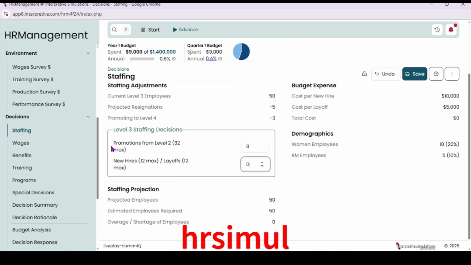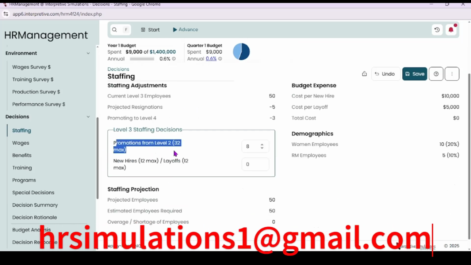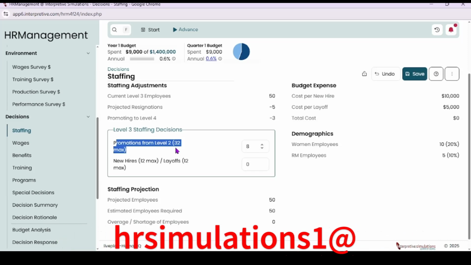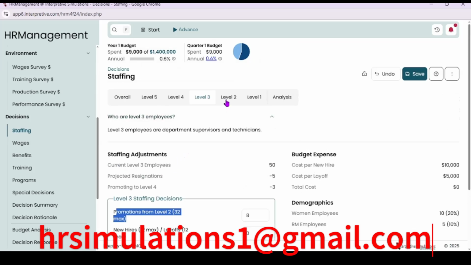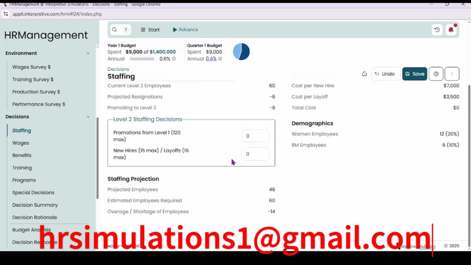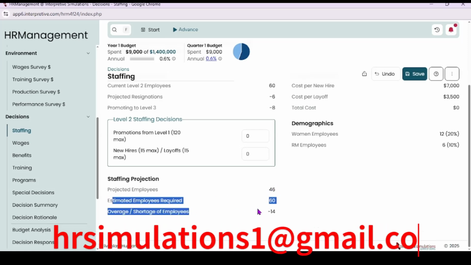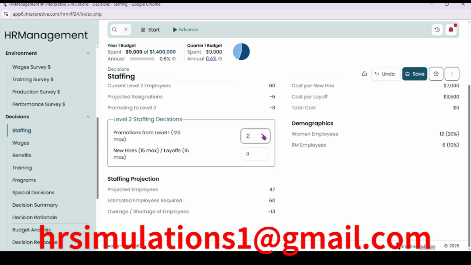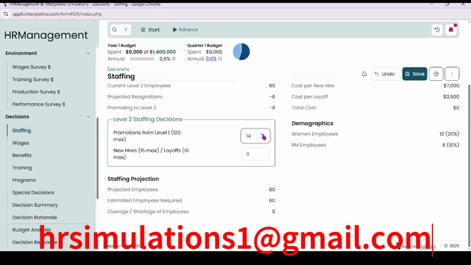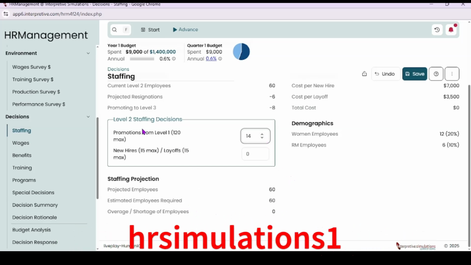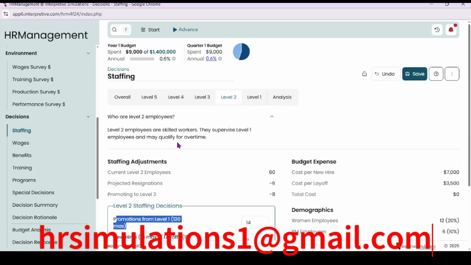And then remember that I'm promoting from level 2, so this means that I'm just promoting the workers from level 2 so that they can come to level 3 instead of hiring new workers. But from level 1, I'll have to hire new workers because we can't promote from level 0, as we don't have level 0. So for level 2, I can see the projected employees is 46 and our estimated employees required is 60. So I'm going to promote 14 workers from level 1 so that I can fill in for level 2.